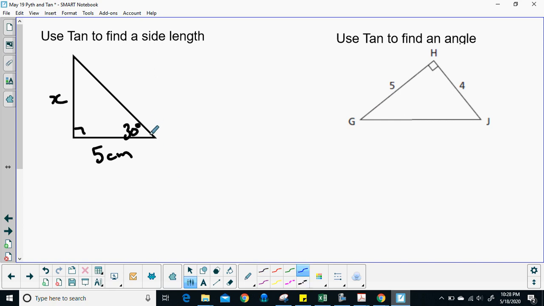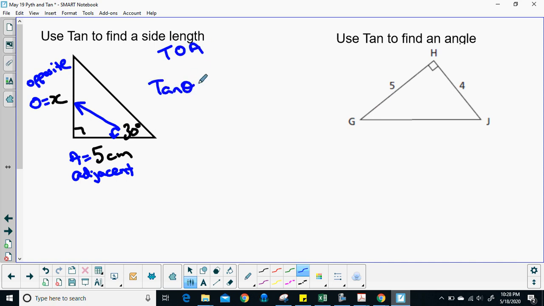Because I'm dealing with a small angle here, the side that it's touching is my adjacent. Okay, so that's my big A. The side that's all the way over here is my opposite. So that's my O. So I'm dealing with opposite and adjacent. I'm dealing with tan, right? Tan, opposite, adjacent. So tan angle is opposite over adjacent. So I'm just going to stick in what I know. So 30 degrees is the angle that I'm talking about here. Opposite is my X. Adjacent is my 5. And all of a sudden now I have a one-step equation.